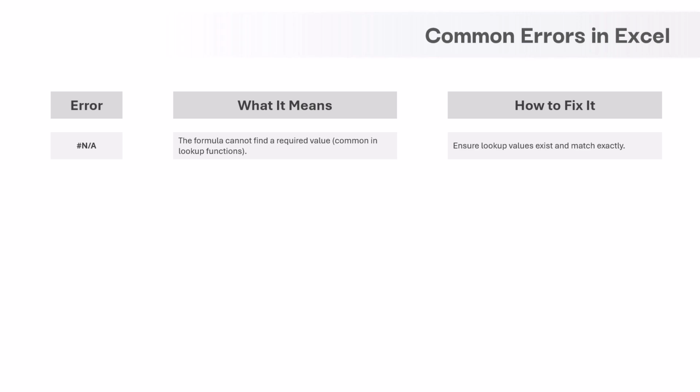And how to fix it? The fix is very simple. We need to ensure the value we are searching for is available in the dataset and is exactly matching the value we are searching for. We will jump back to Excel and see an example of this.